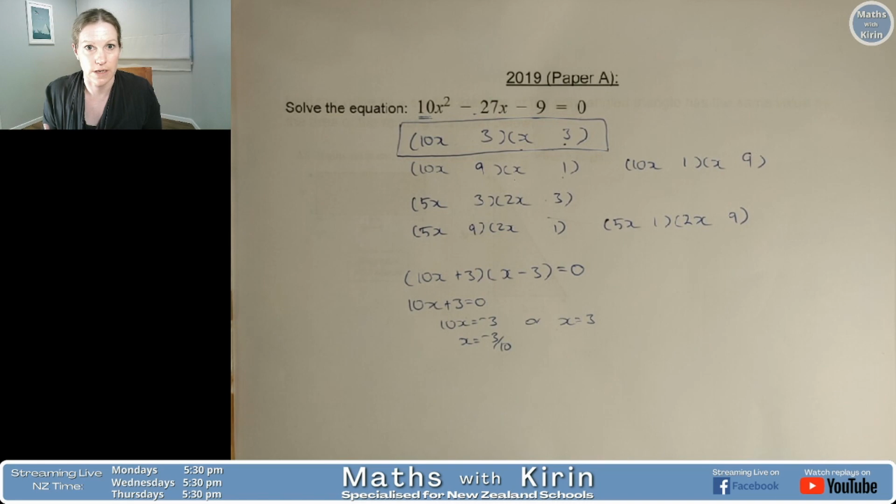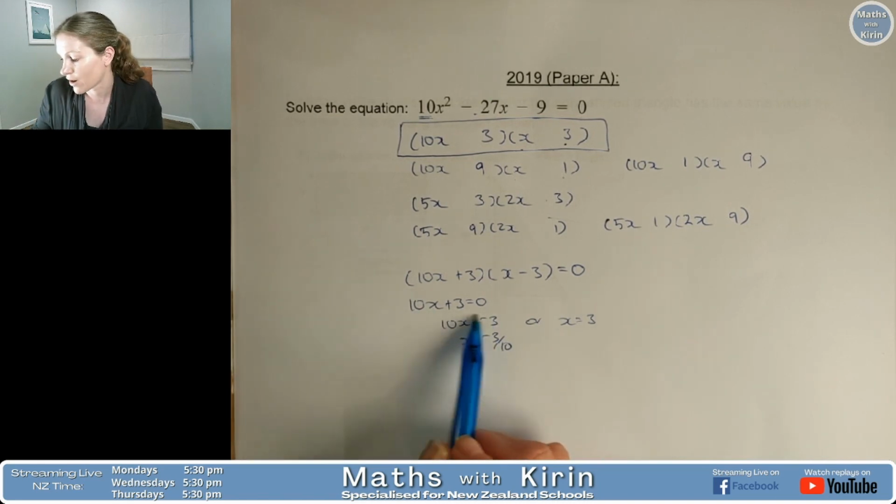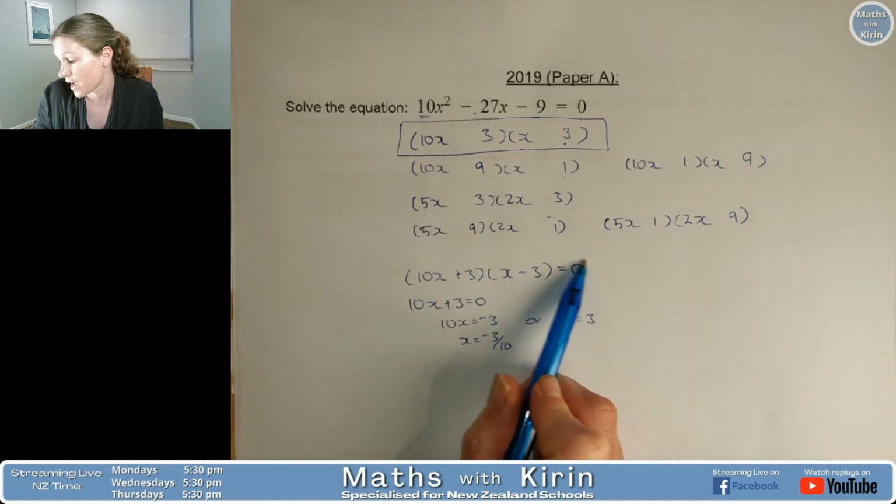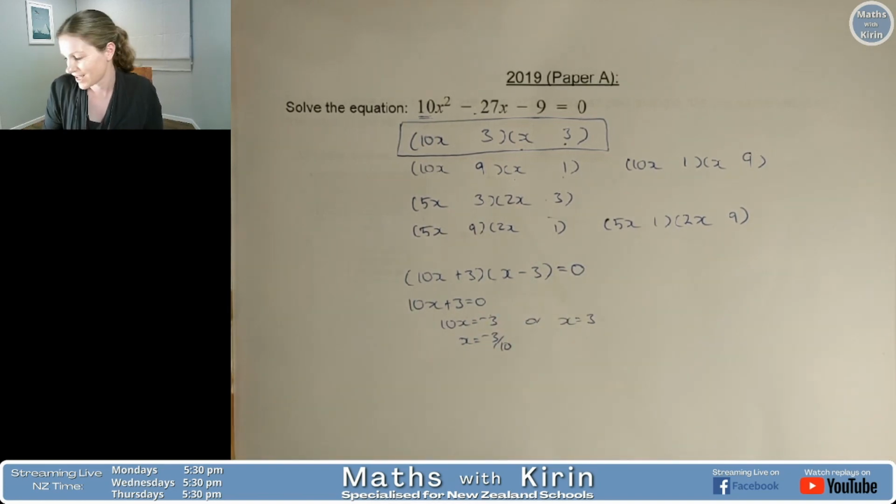Okay. Once you've done lots of these, you might get quite quick. You don't have to write out all of this. You can just go straight to these two solutions, but you do need to show that you've factorized it and try and remember to have that equal to 0 there.